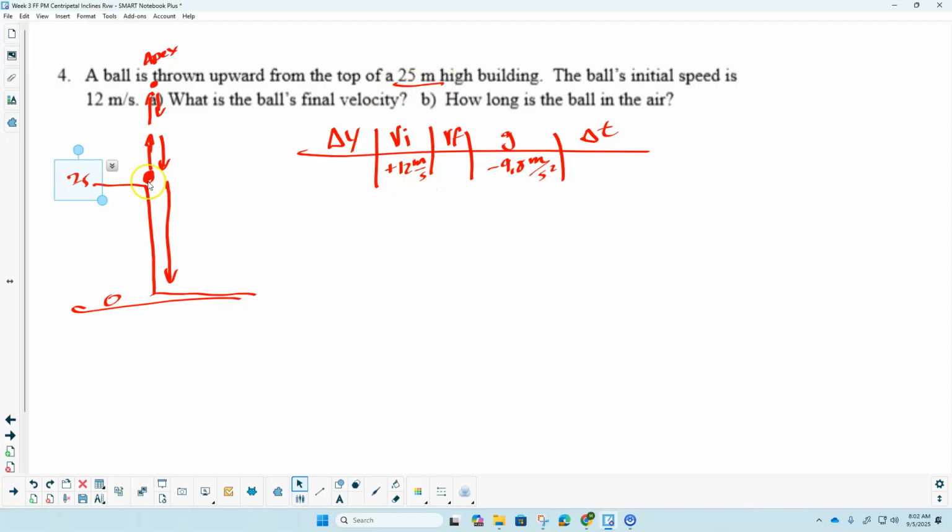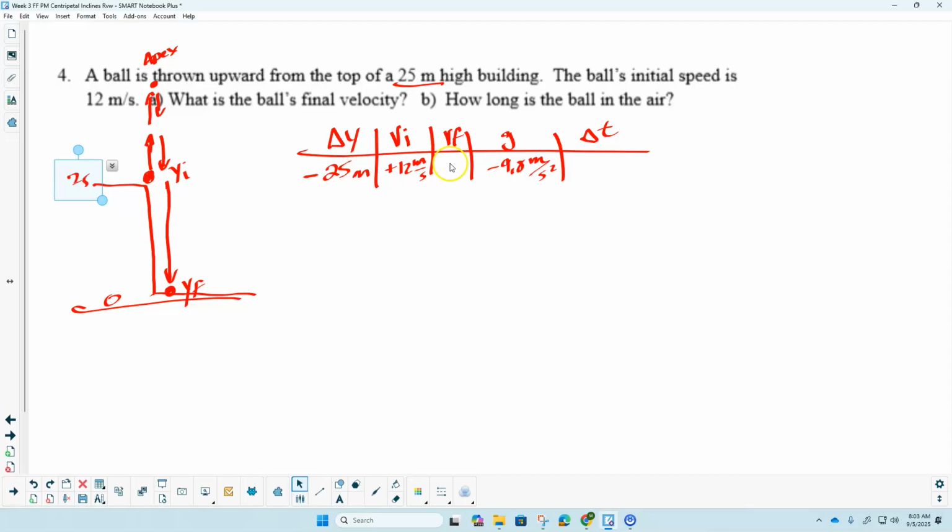25 meters is the height of the ball, but the displacement of the ball, or the change in position, is starting at 25 and ending at 0. So this is like y initial, y final. So it's going to be -25 meters. So make sure you put in the negative. If you don't, it'll come out to be something weird, a negative value or something that doesn't make any sense.